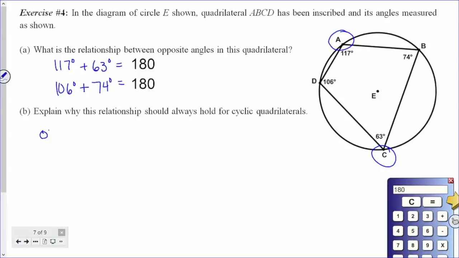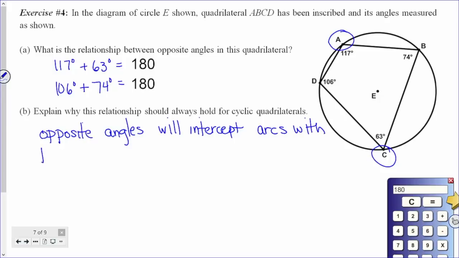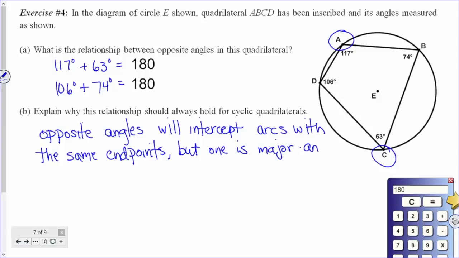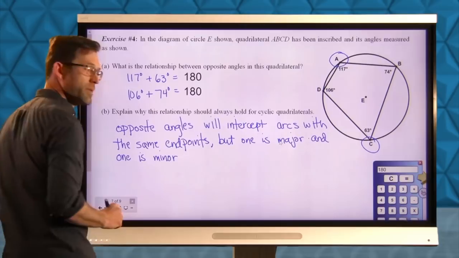Now think about that. What we know automatically is that opposite angles will intercept arcs with the same endpoints, but one is major and one is minor. All right? Now think about that.